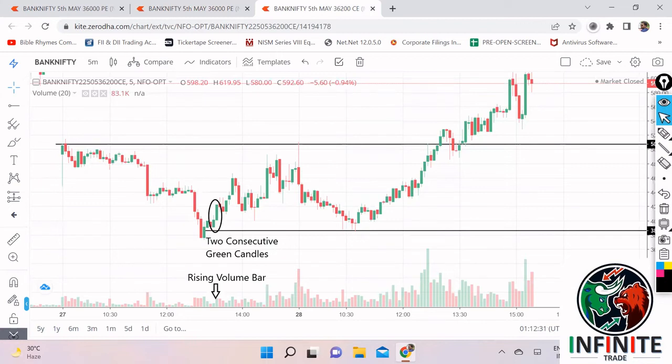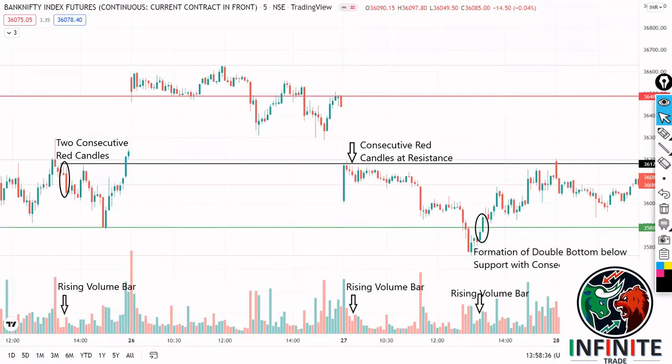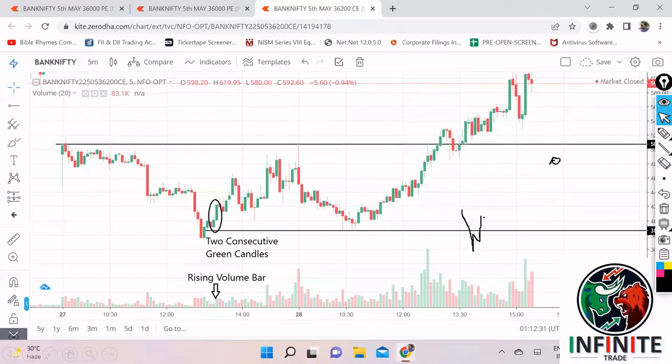This is the 27th. Yeah, so on the 27th, this is the place that I wanted to discuss. If you remember in part 1, we discussed this place where the market broke the support, made a double bottom and two consecutive green candles here, and then eventually went all the way up to this particular resistance. The same thing we could have interpreted in a call option is here.